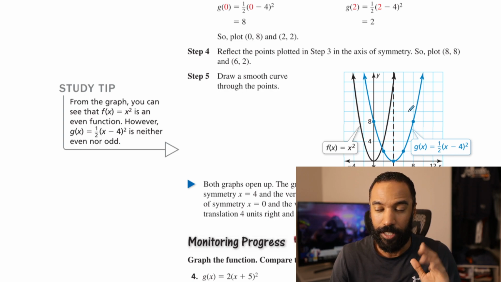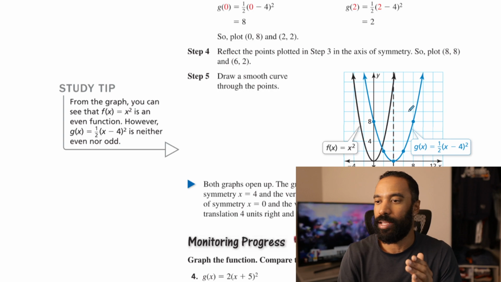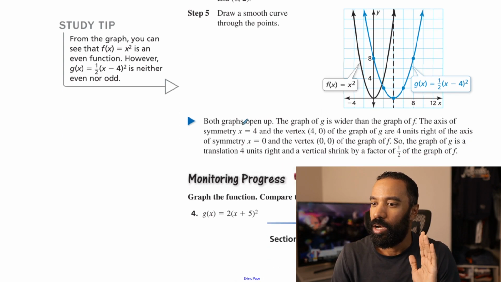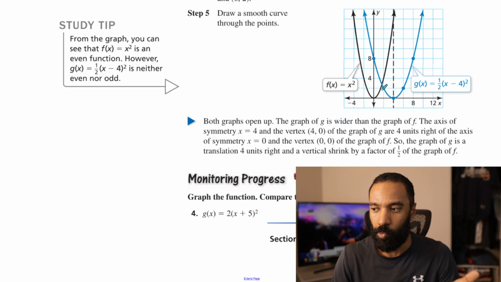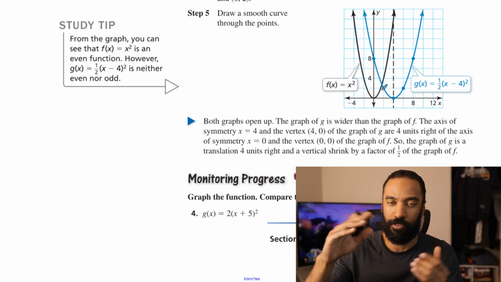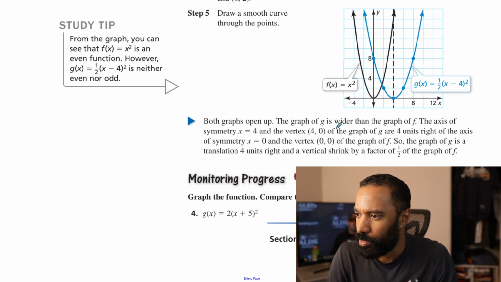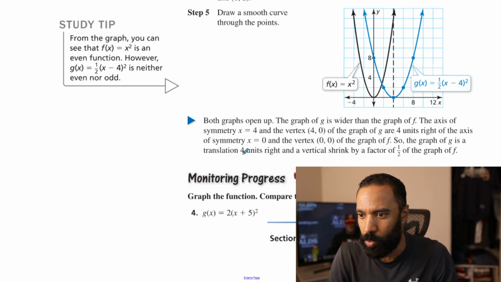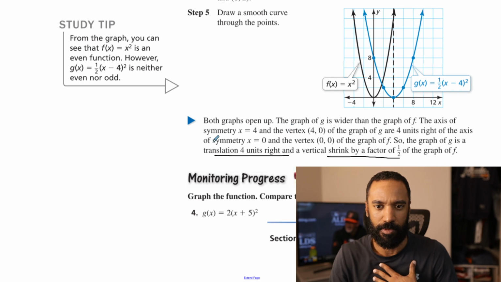It is vertically compressed by a factor of 1/2, and it's translated 4 units to the right. So let's see their description. They compare everything. They say both graphs open up. That's great. They say it's wider. I'm only going to state transformations when I do. I'm going to talk about the vertical compression by a factor of 1/2, translating 4 units to the right. They do mention axis of symmetry and stuff as well. Translated 4 units to the right, and vertical shrink by a factor of 1/2. That's going to be my goal.